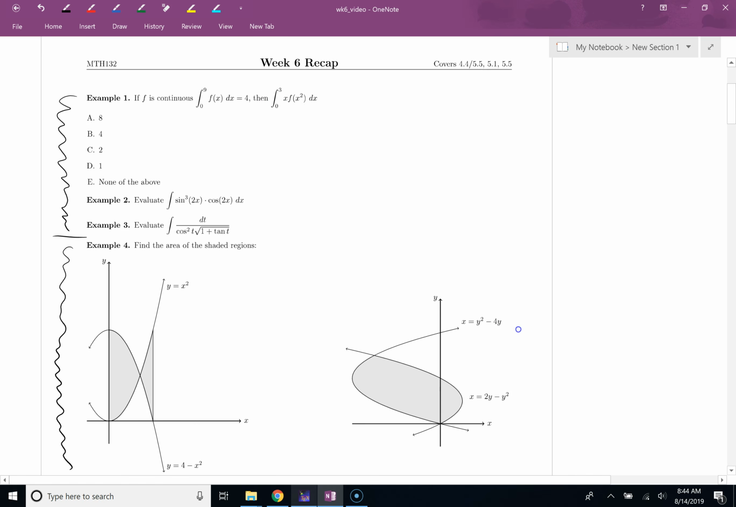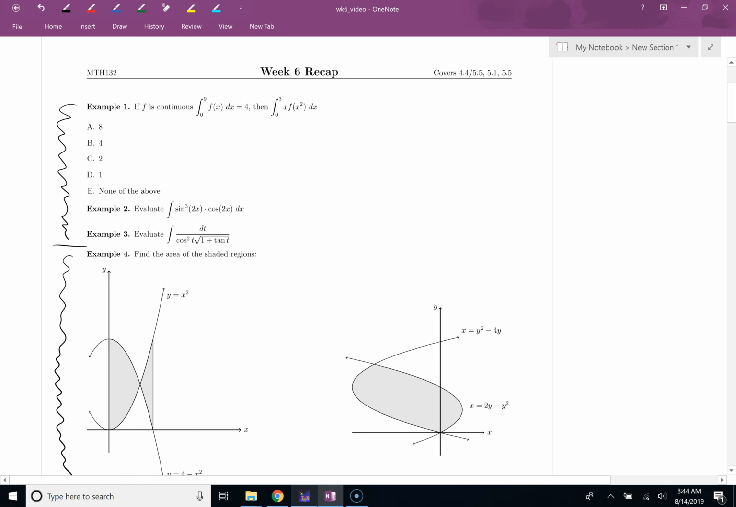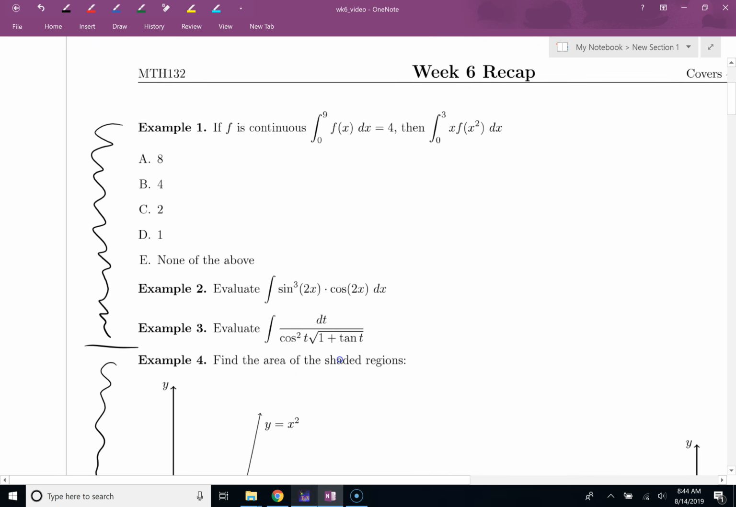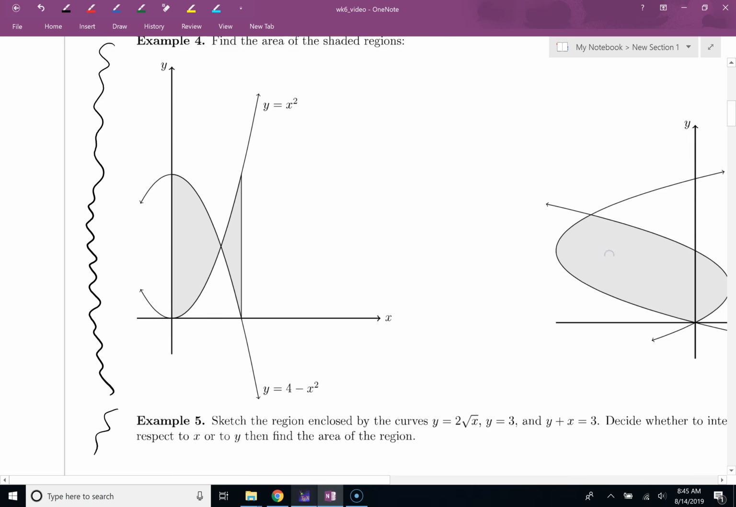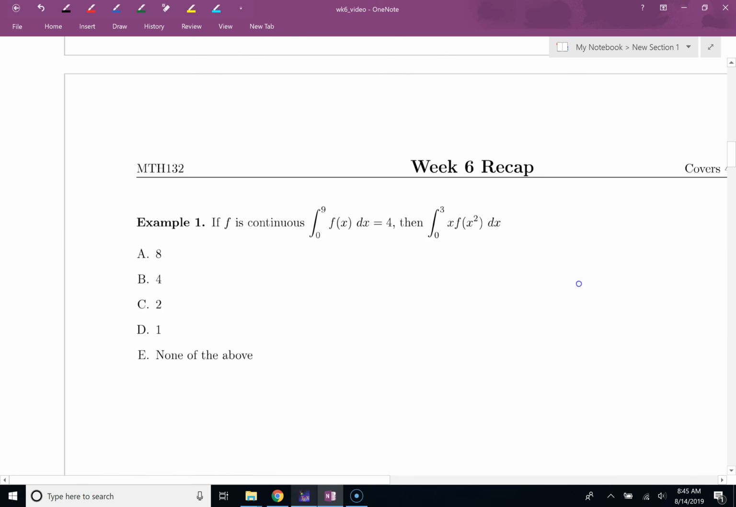In fact, I think I am going to split this into a couple videos. I found that the processing speed and everything was a little bit faster last time when I split this into a few pieces. So in this video I'm going to do examples 1, 2, and 3 about U substitution, and then I'll do another video about examples 4 and 5, the areas between curves. So without further ado, let's get started with example number 1.